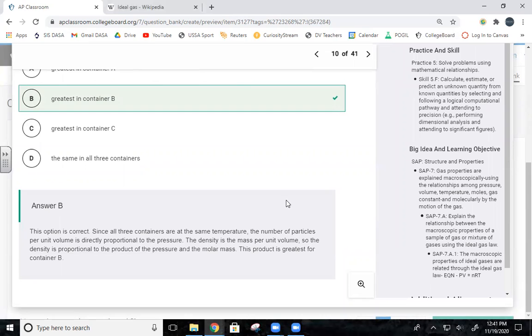Option B is correct. Since all three containers are the same temperature, the number of particles per unit volume is directly proportional to the pressure. The density, the mass per unit volume, is proportional to the product of the pressure and the molar mass. This product is greatest for container B.